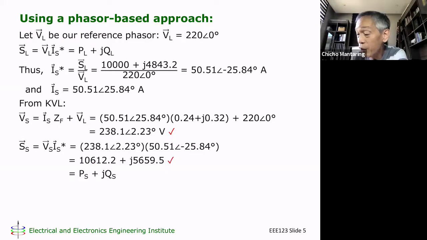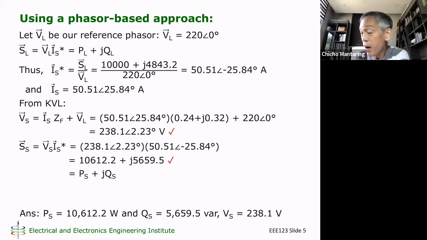Right away, P_S is 10612.2 watts, and Q_S is 5659.5 vars. So all the answers I need are there. The power delivered by the source is 10612.2 watts. The reactive power delivered by the source is 5659.5 vars. And the RMS voltage of the source is 238.1 volts. Okay. Any questions?